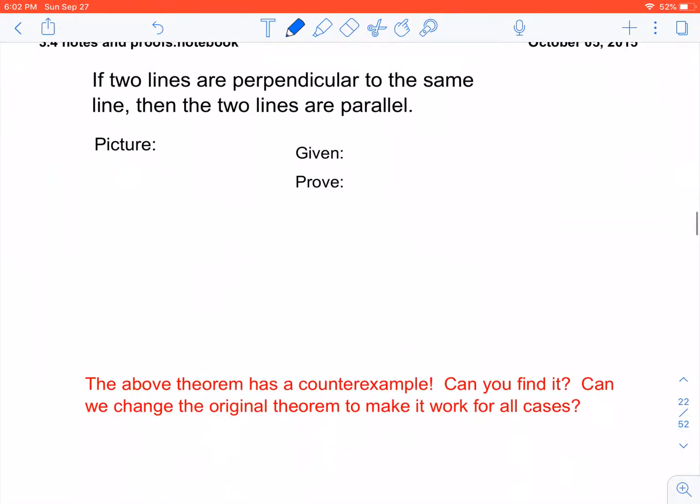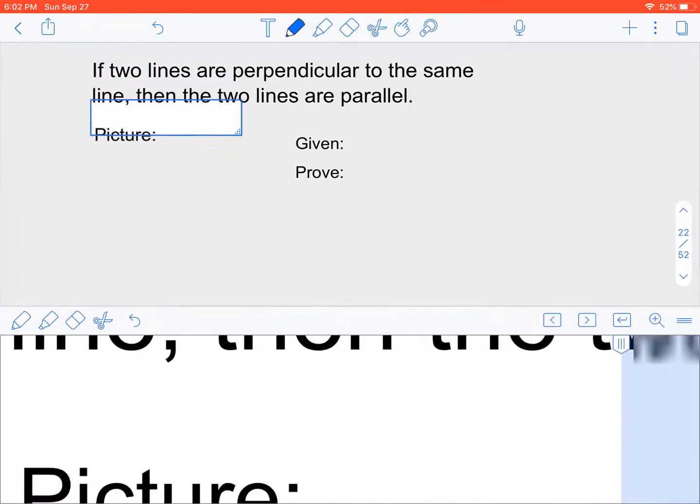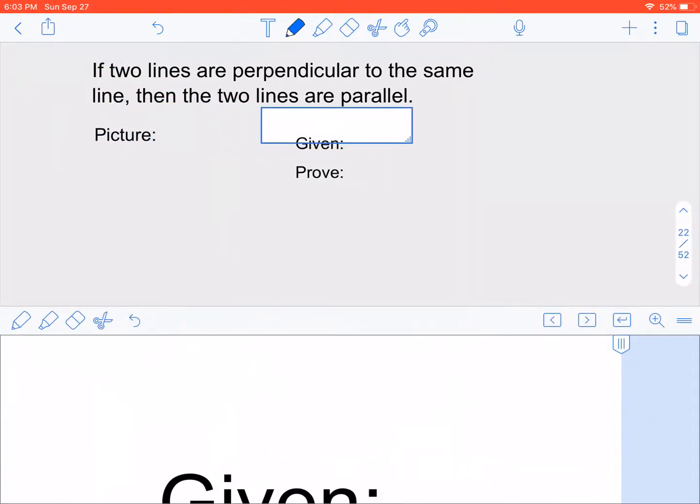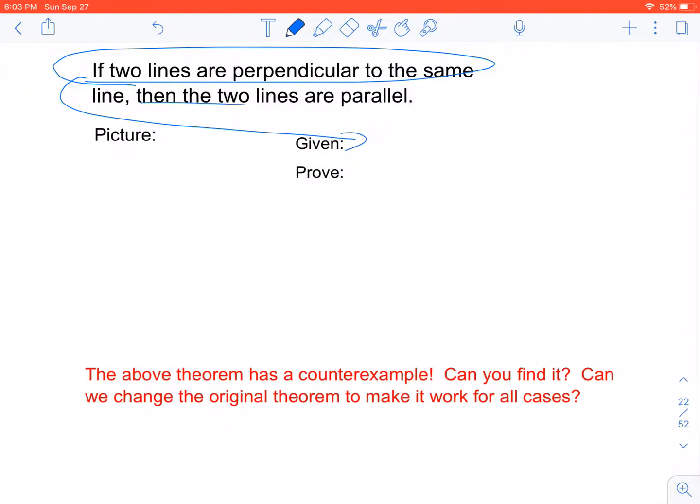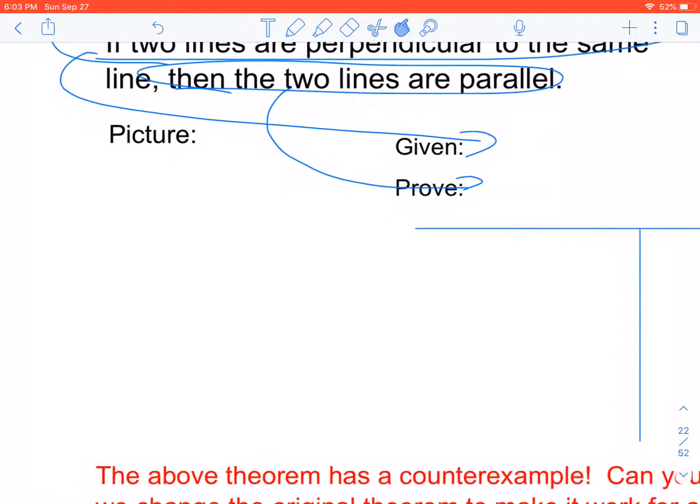All right. Let's look at this one. If two lines are perpendicular to the same line, then the two lines are parallel. So this is actually going to look quite a bit like the one we just did, except it's in reverse. So whenever you start, always start with your given. Before that, we'll draw our picture. So, two lines are perpendicular to the same line, then the two lines are parallel.